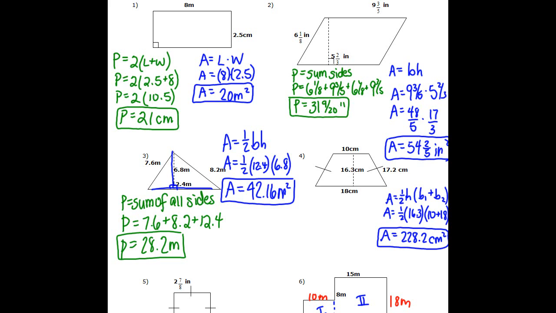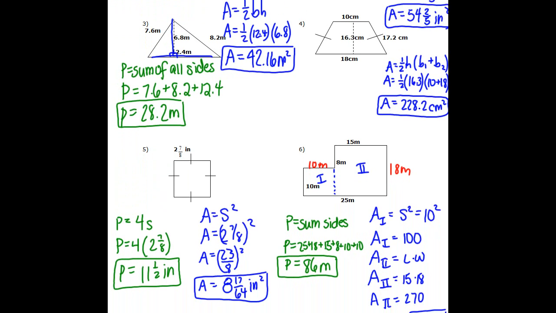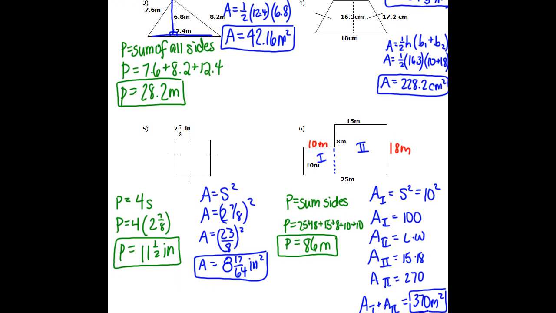All right, so you can pause here if you need to look at any of those first four, and then I'll page down. The important thing to look at in number 6 is that I did fill in those missing measurements for this length and this length, which helped me later on.